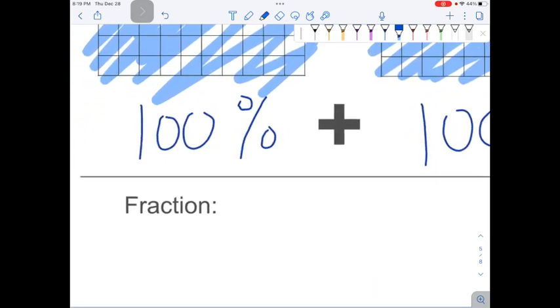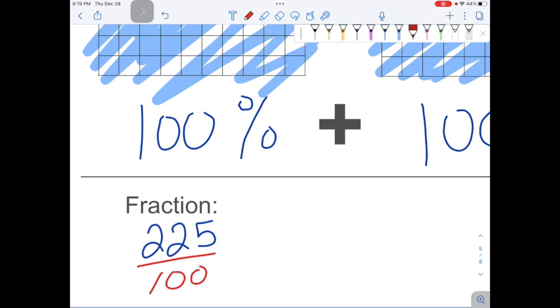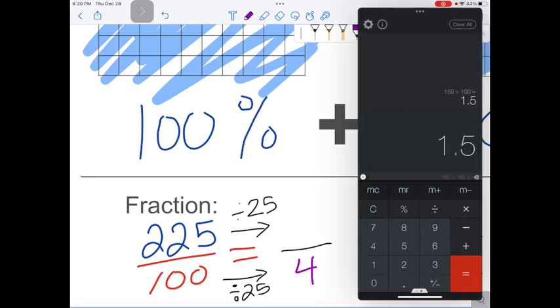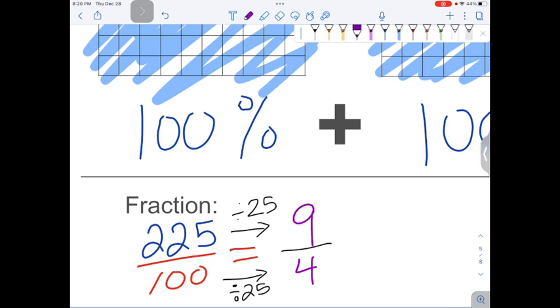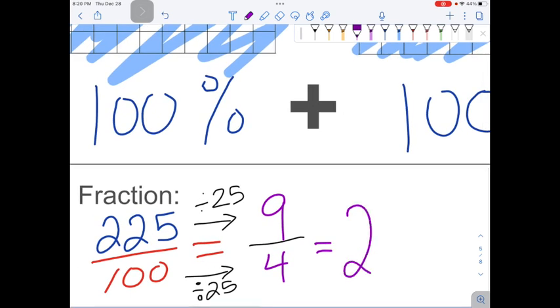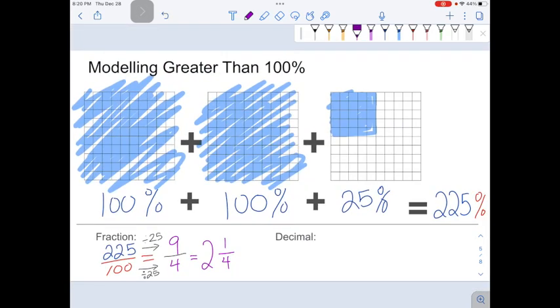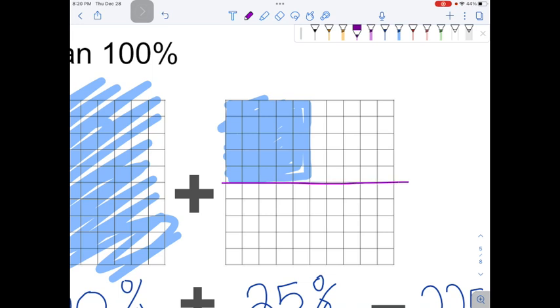All right, to the fraction. 225 over 100. Simplify. The top one ends in 25, so we'll divide by 25. On the bottom, divide by 25. Right, equals 4. And then if you're not sure, 225 divided by 25 is 9. 9 over 4 equals, let's see, 2. 2 times 4 is 8, plus 1 is 9. 2 1/4. All right, and I think that makes sense too. We've colored in 2 whole big squares plus 1/4 of the next one. I'll prove it to you. Make my big plus.